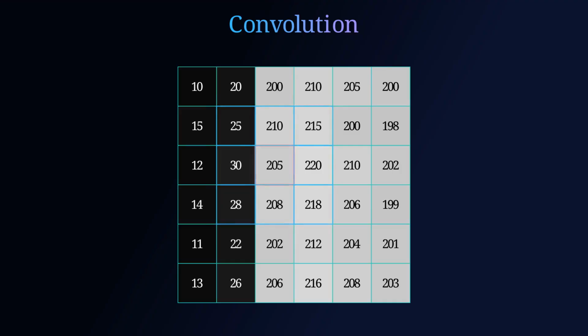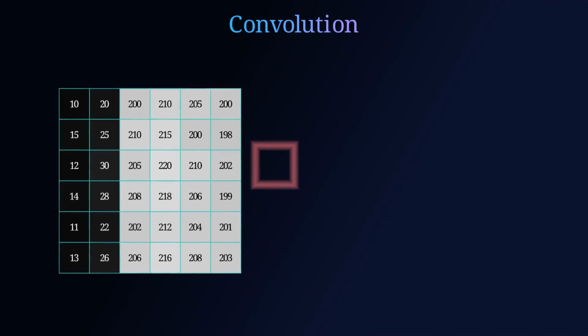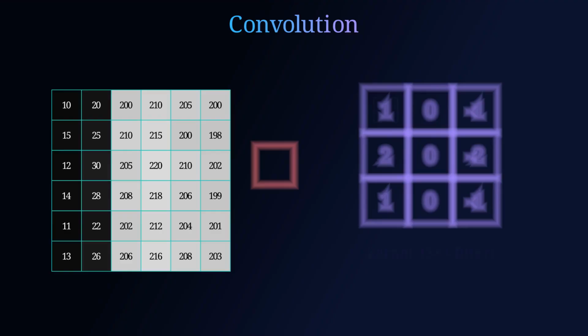So we build a tiny tool, a 3x3 grid of its own numbers. We call it a kernel, or a filter. Think of it as a little stamp that we're going to press down onto the image, one spot at a time. Here's the whole game in one move.